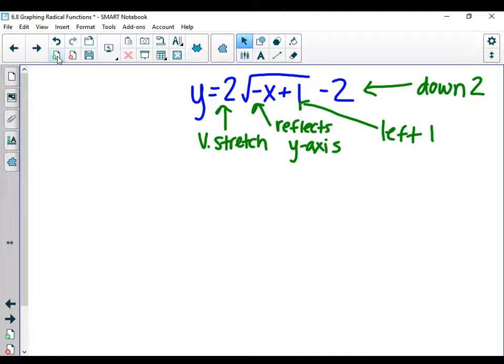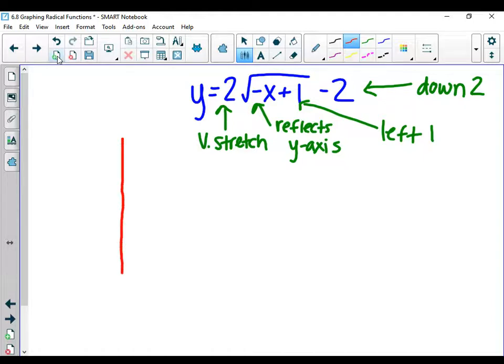And I could do that on the graph each step, but that gets to be a lot of dots moving around, especially if you don't have an actual piece of graph paper. Okay? So how can we make our life easier? A table. Okay? So let's start off with our parent function that we're used to seeing. 0, 0, 1, 1, 4, 2, and 9, 3.